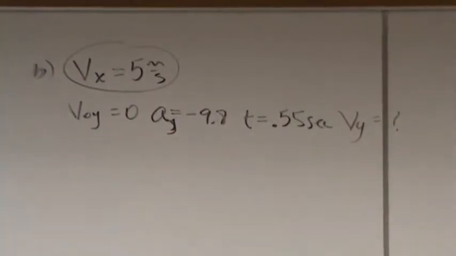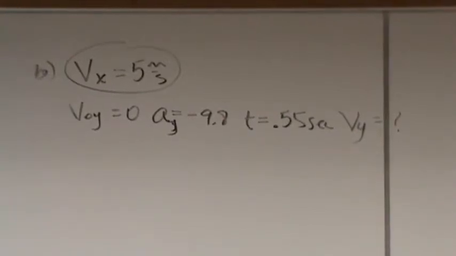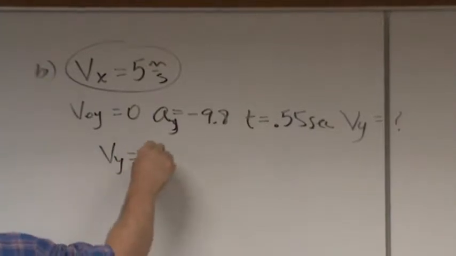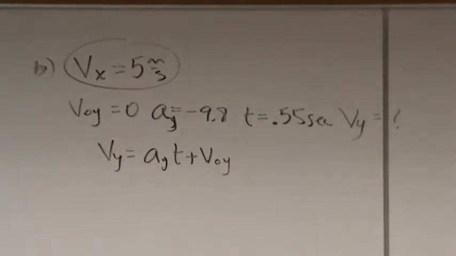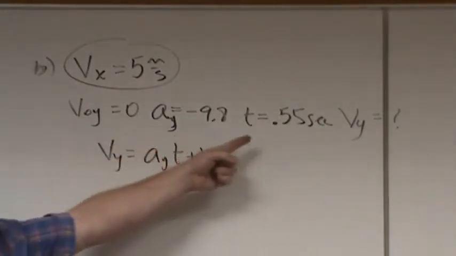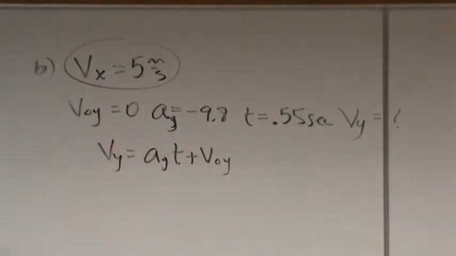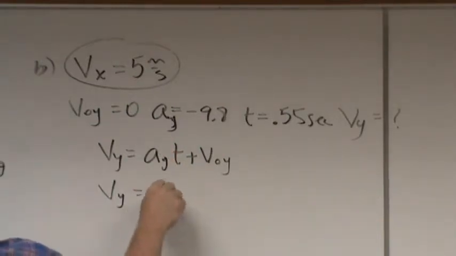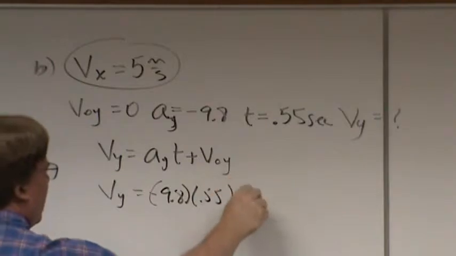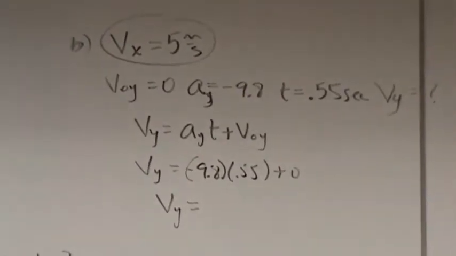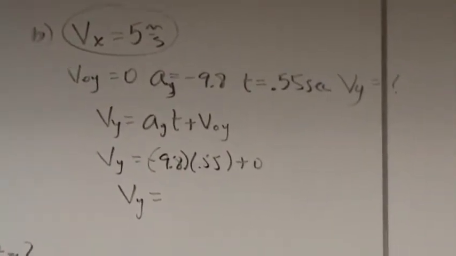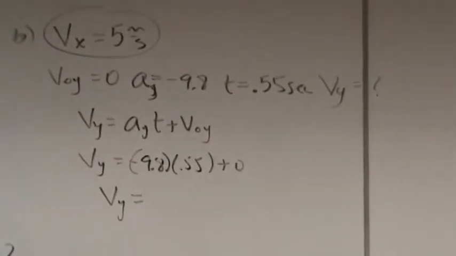Alrighty. Well, the equation that has that is v sub y equals at plus v naught y. However, since I'm just starting from 0, all I have to do is multiply those two together and I get the final velocity. If you do it that way, more power to you, that's fine. That'll work on exams. You don't have to do things my way. I just tend to do the formulas because that's the way I was taught. So I get negative 9.8 times 0.55 plus 0. So I get v sub y equals about 5.4.